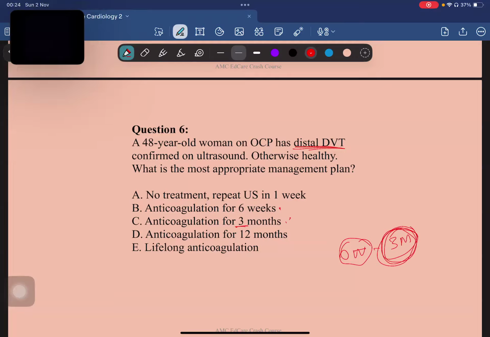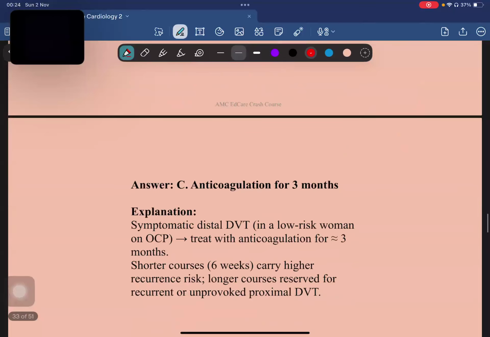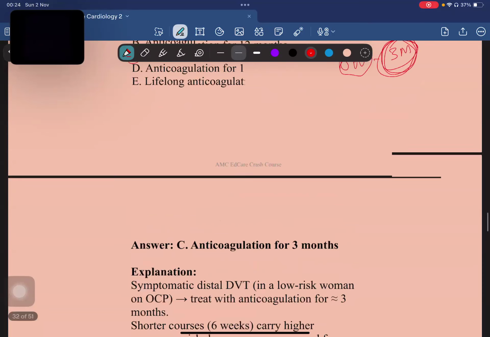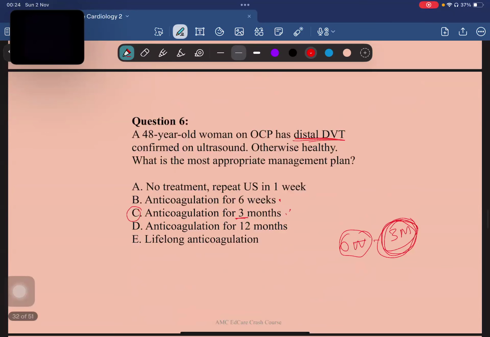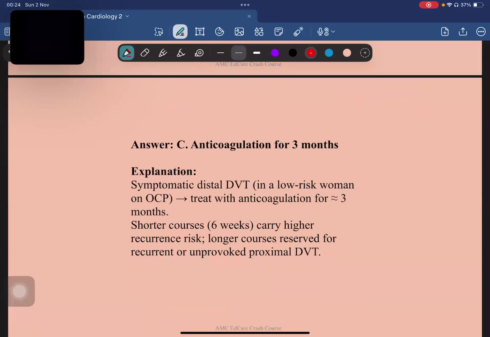So just go with anticoagulation, I hope. Yeah, anticoagulation for three months because it's a symptomatic DVT in a low risk woman who is on OCP. That was discussed in the risk table. So the best would be treating with the anticoagulation for nearly 3 months, because shorter courses, like 6 weeks, can carry a higher risk of recurrence, and longer courses are obviously better. It's more preventable when it comes to recurrence.